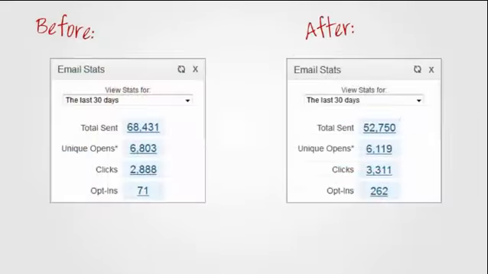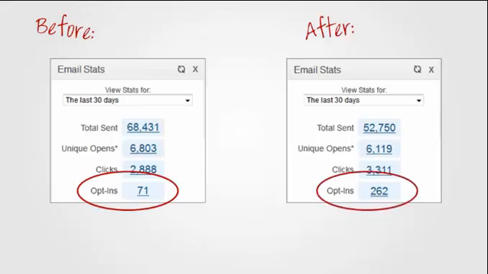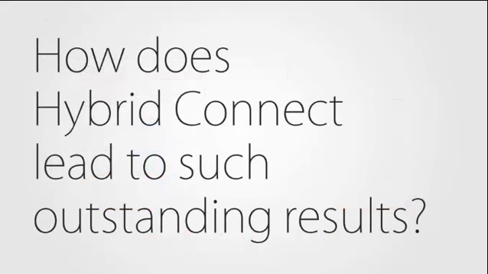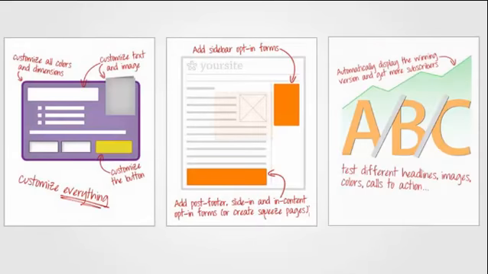And here's an example from a blog that went from 71 opt-ins in 30 days to 262 opt-ins in 30 days by switching to HybridConnect. That means 369% more opt-ins from the blog. How does HybridConnect lead to such outstanding results? There are three things HybridConnect does exceptionally well.